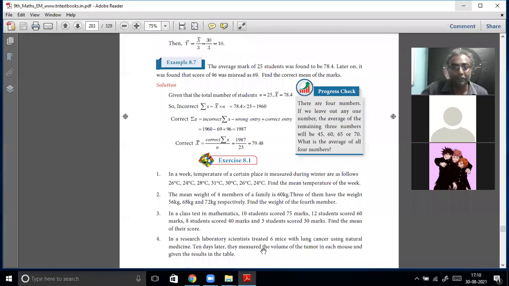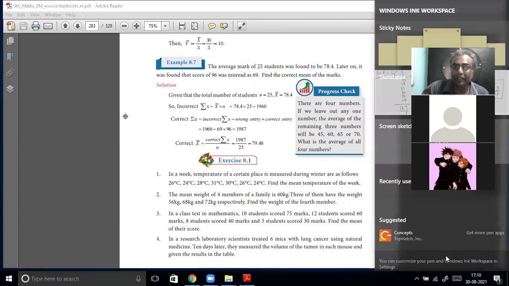Okay, then second sum. The mean weight of 4 members of a family is 60 kg. 3 of them have weighed this and this and this. Find the weight of the 4th member. That's also very simple. Again, use direct method.